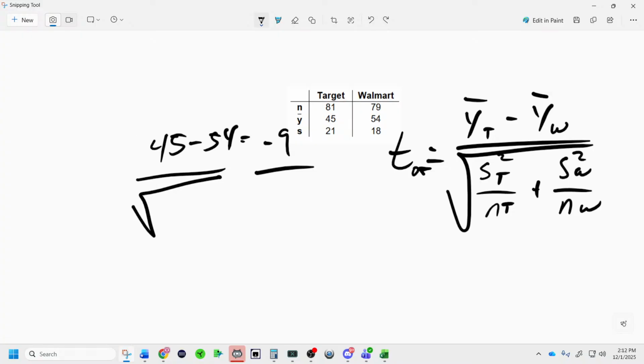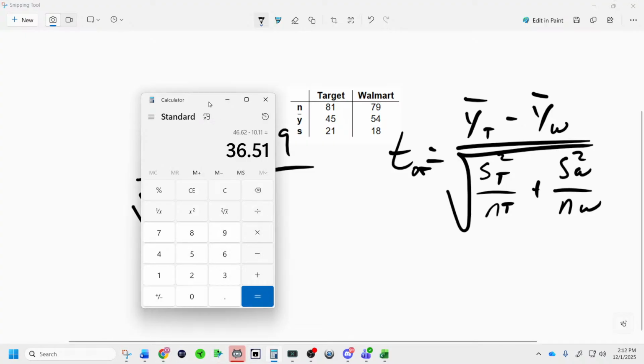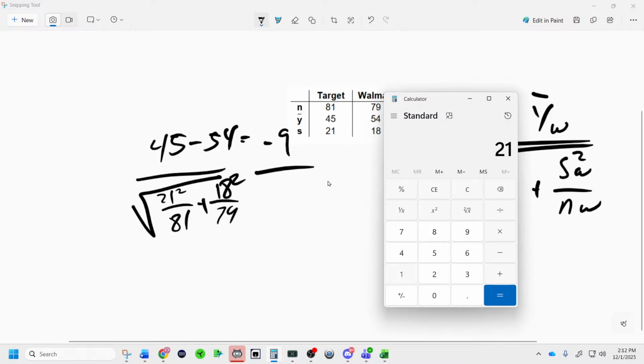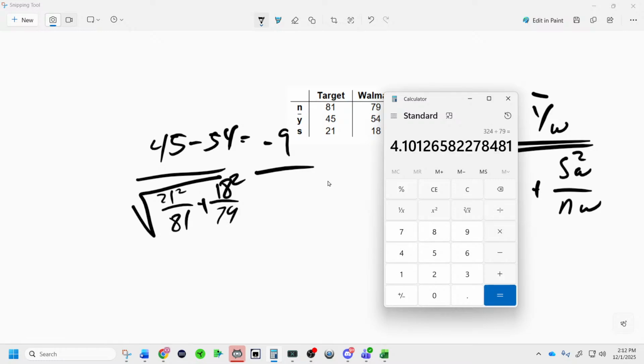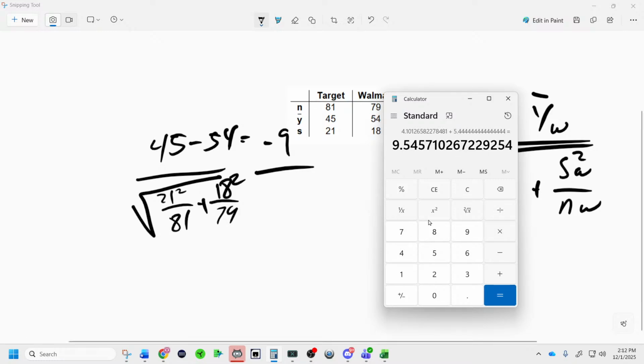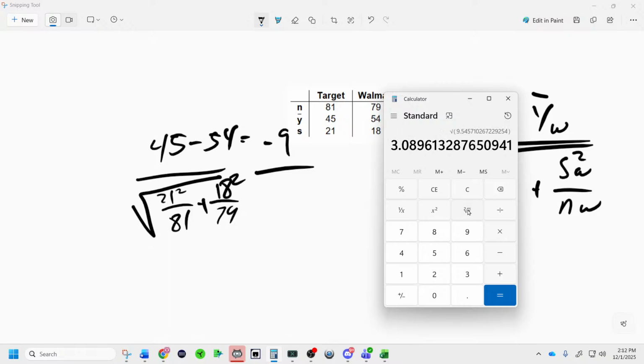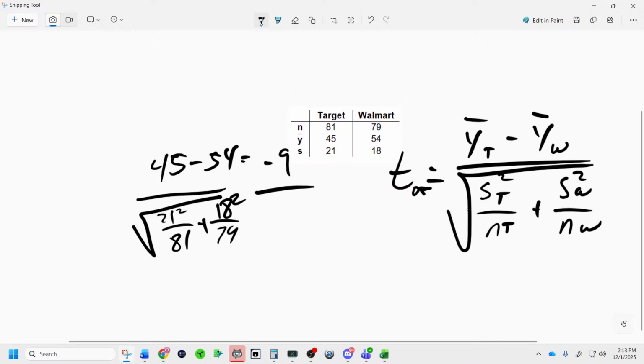Okay, so now we have standard deviation 21 squared over 81 plus, on the bottom, the sample size of Walmart over 18 squared over 79. Okay, well, let's do it. So now we're going to solve the bottom of the equation. 21 squared divided by 81, that's that. 18 squared divided by 79 is this. Add them together, square root it. So we're going to get about 3. I should have known that. 3.09. Ooh, 3.09.